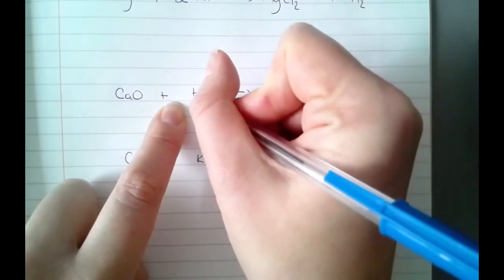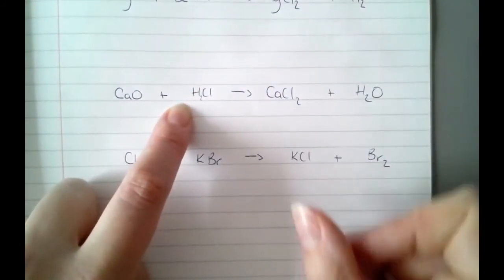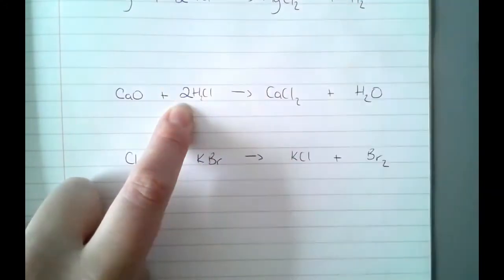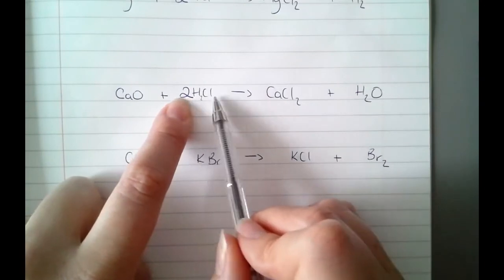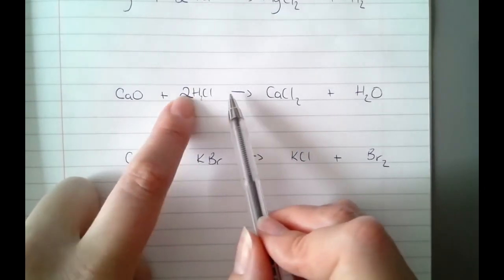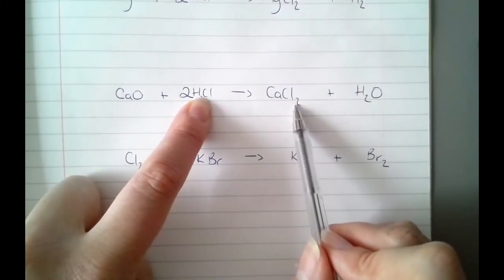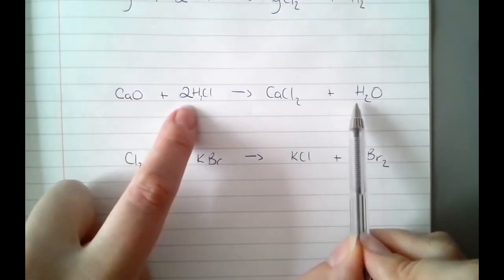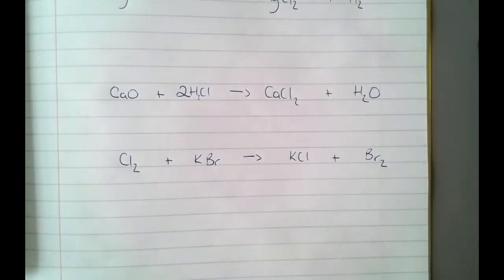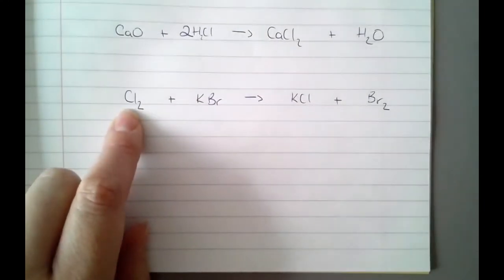I cannot just stick a little 2 in there. That's not how it works. I have to use a big number at the front. So I'm going to have to put a 2 just there instead. Now I've got 2 hydrogens on the left and 2 on the right. That 2 also affects the number of chlorines. I've now got 2 chlorines on the left, and I've got 2 chlorines on the right. So my equation is now balanced. I'll just do a final check. 1 calcium, 1 oxygen, 2 hydrogens, 2 chlorines. It's now balanced.